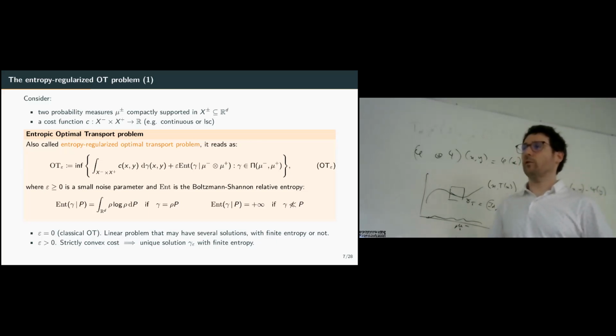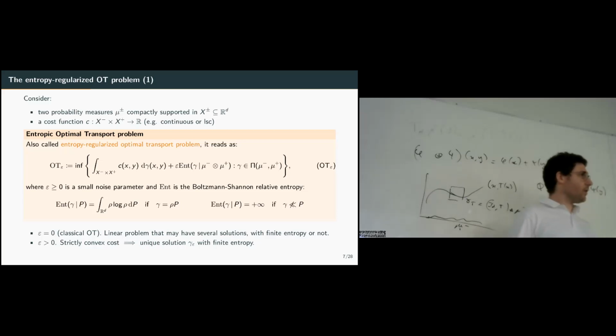This term forces the gamma to have a density with respect to mu minus times mu plus and not to concentrate. Okay, so when epsilon equals 0, it's the classical optimal transport problem. But now, when epsilon is strictly positive, you see that this is a strictly convex function. And this is interesting. Why? Because then you know that you have a unique solution, gamma epsilon.